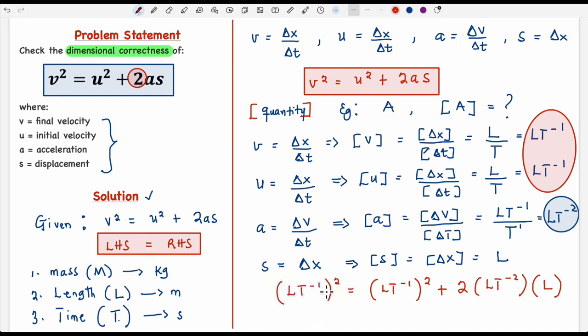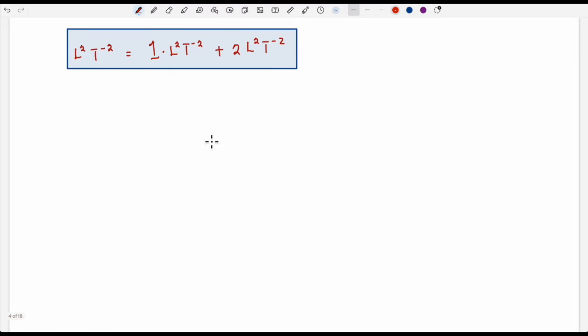So LT to the power minus 1. The square outside this bracket affects both letters, L and T. So we have L squared T to the power minus 2 equals 1 L squared T to the power minus 2 plus 2L squared T to the power minus 2. This will result in L squared T to the power minus 2 equals 1 plus 2, because these are like terms. And that is one thing about dimensional analysis: you can always add like terms, just like we do in algebra. Quantities of the same dimensions can be added. That is, you can add apples to apples, but you cannot add apples to oranges.